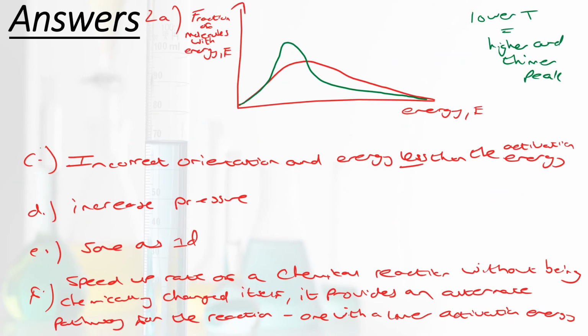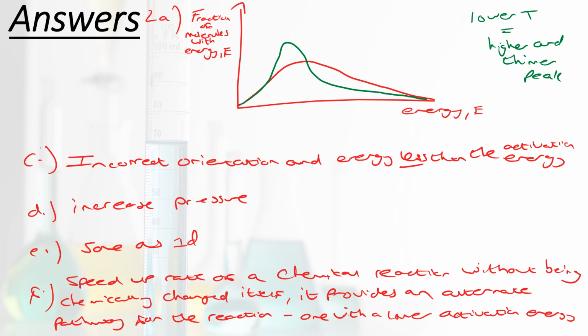The second set of questions, the ones on the right, we have our Maxwell-Boltzmann distribution curve that I've reproduced in red. The first was to label the diagram with the axes. So the y-axis is the number or the fraction of molecules with energy E. The x-axis is the energy.